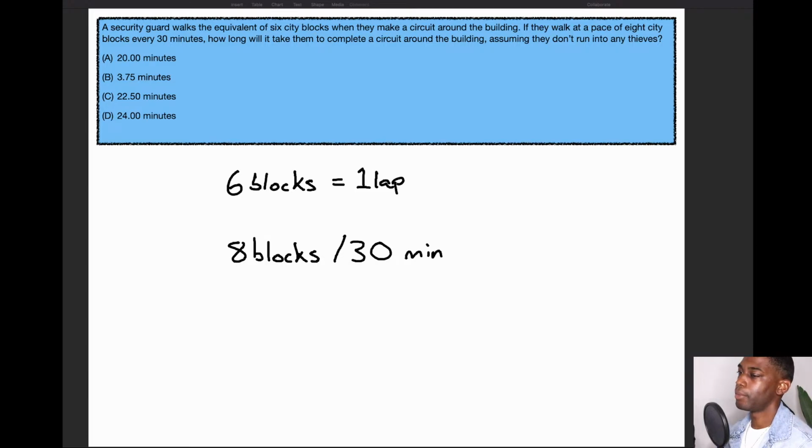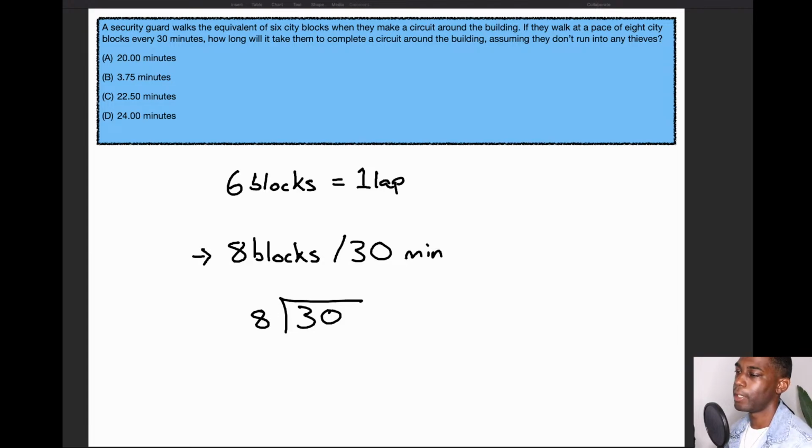All right. So first we are going to start with this fact right here. Okay. This guy or girl is going 8 blocks every 30 minutes. So let's try to reduce that and figure out how many minutes that is per block. All right. So what we're going to do is we're going to take this 30 minutes. We're going to divide it by 8. Okay, because that will give us how fast he's going per block, right?